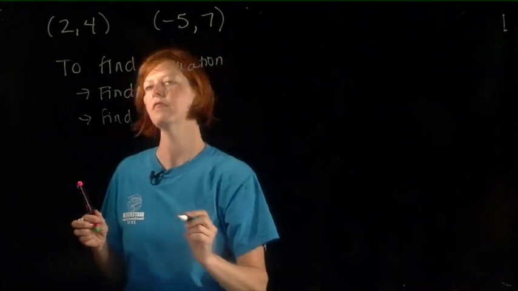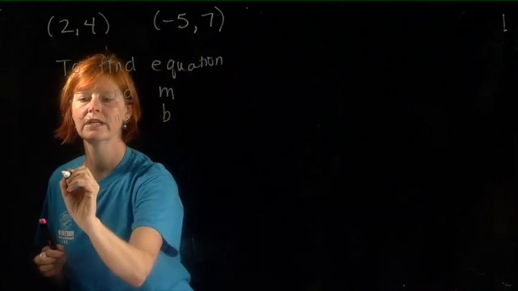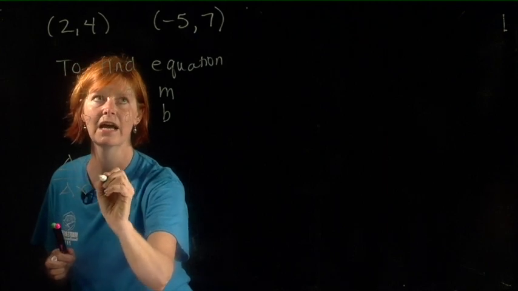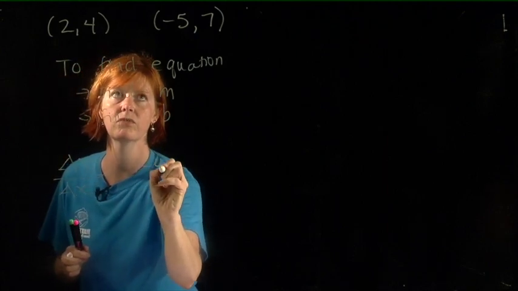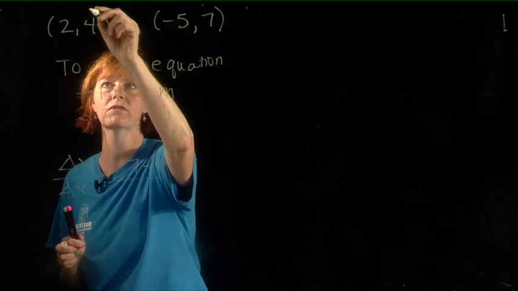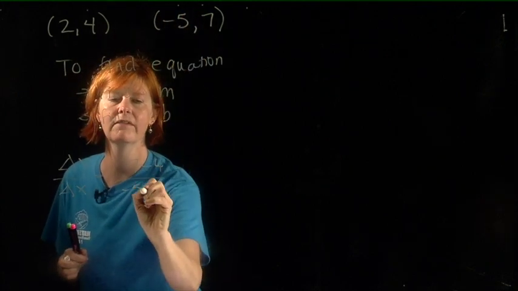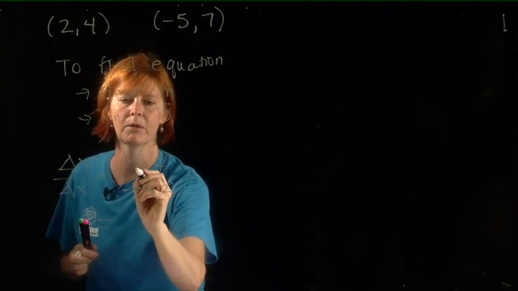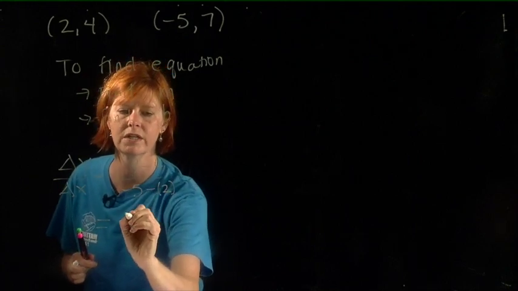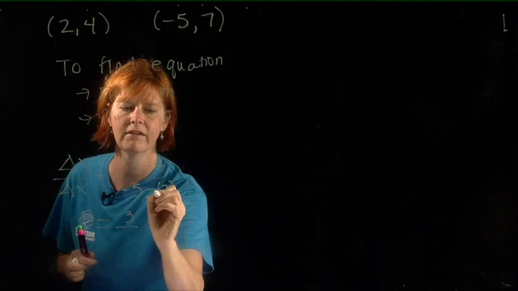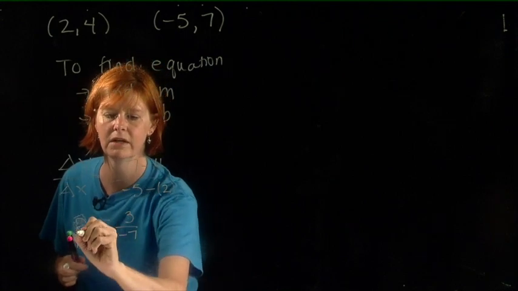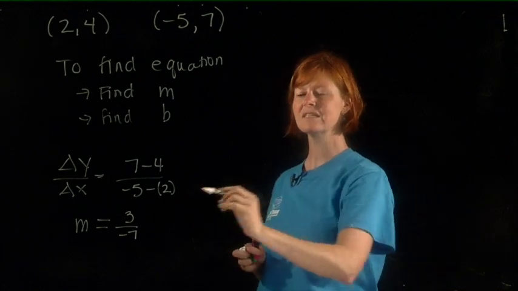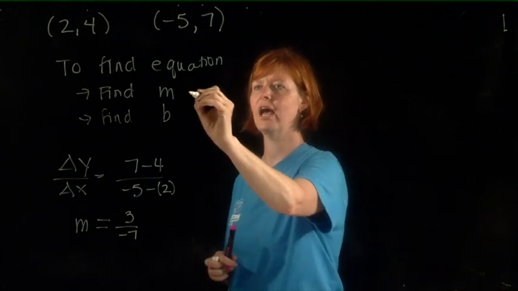So here we go. To find the slope, we're going to take the difference of the y's and the difference of the x's. So 7 minus 4, that's the y's, and then -5 subtract 2. So 7 minus 4 is 3. -5 minus 2 is -7. There we go. Now I'll move and you can see it. Okay, that's the slope.